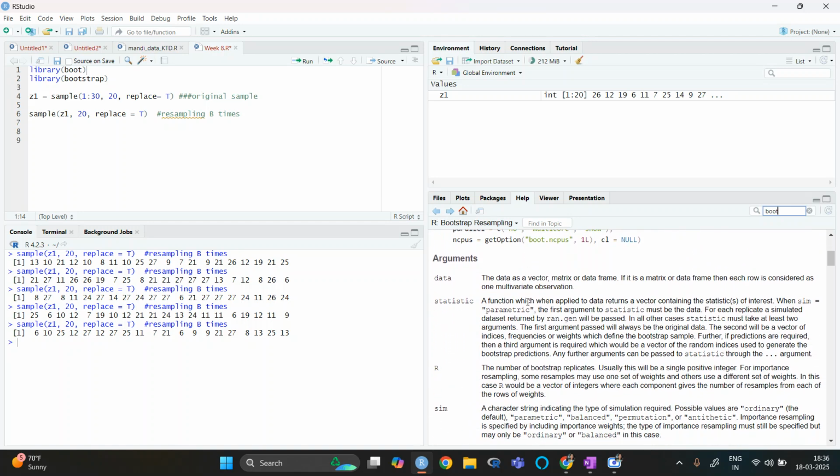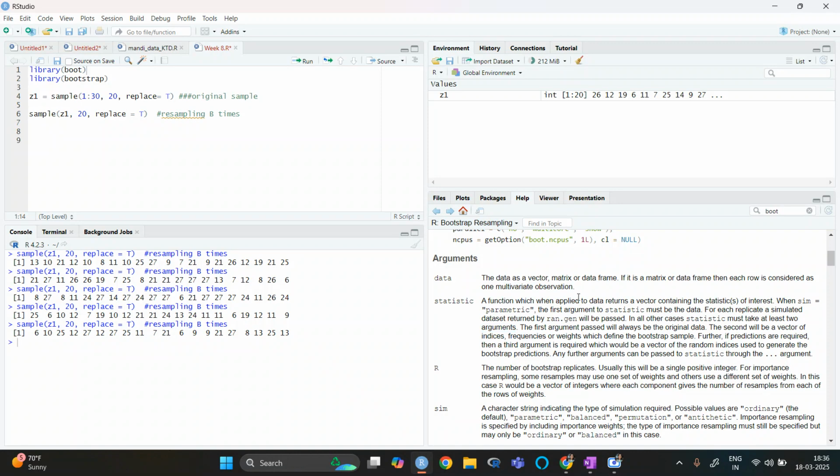The next is statistics. A function which is applied to data returns a vector of the statistics of interest when sim is equal to parametric. The first argument must be the data. For each replicate simulated, the data returned by ran.gen will be passed. In all other cases, statistics must have at least two arguments.